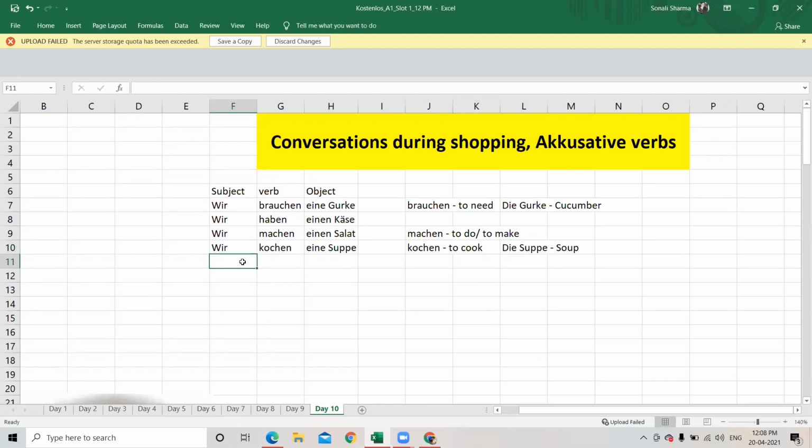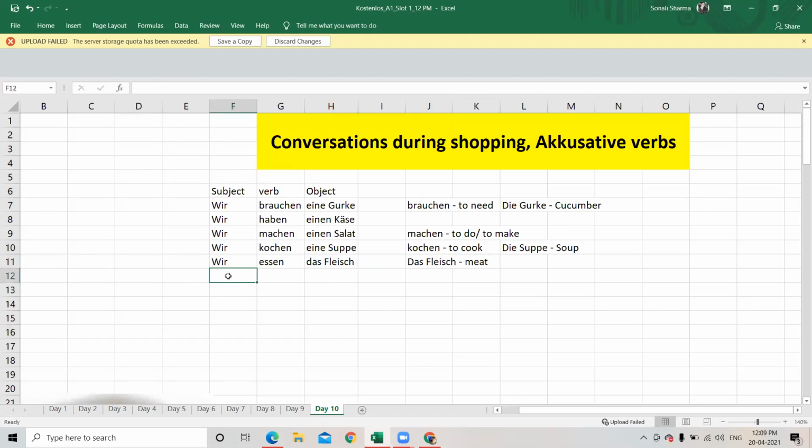Okay, let's move forward. Next verb is essen. You guys already know what essen is. Essen is to eat. If I say I eat meat, it is wir essen das Fleisch. Fleisch is meat. This I guess we have not done. We have done fish yesterday. So das Fleisch is meat.